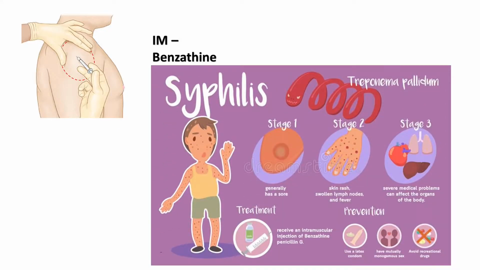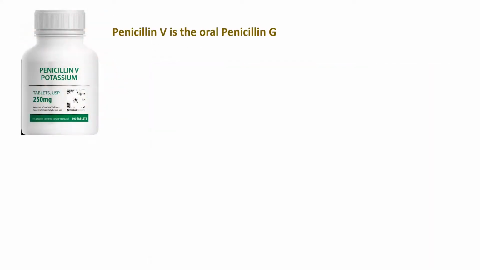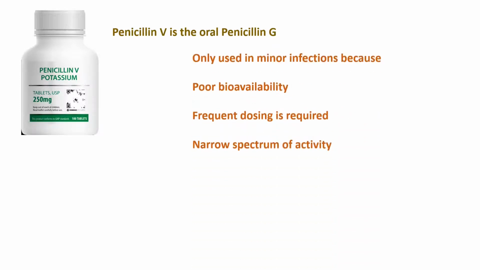Is there any oral preparation for penicillin G? Yes. Penicillin V is the oral preparation of penicillin G. It is only used in minor infections because it is very poorly bioavailable. It requires very frequent dosing and it has a very narrow spectrum of activity.